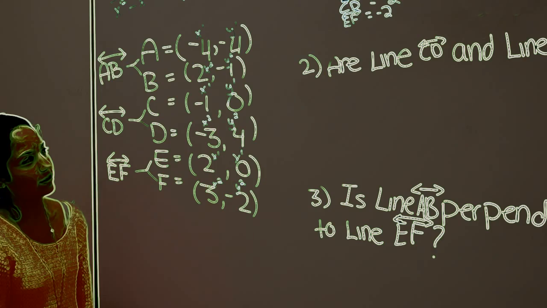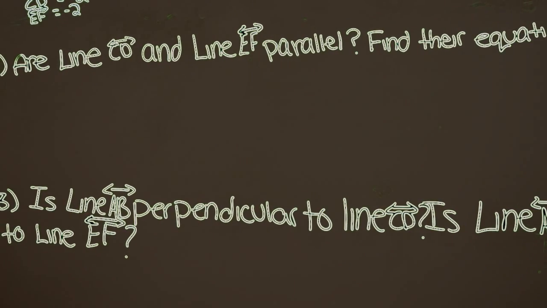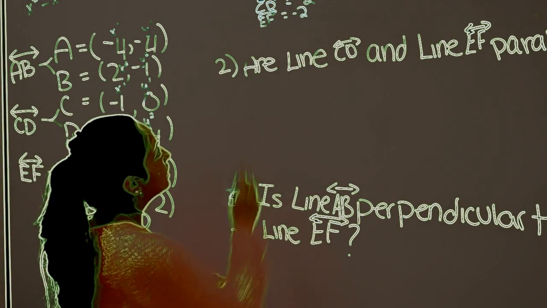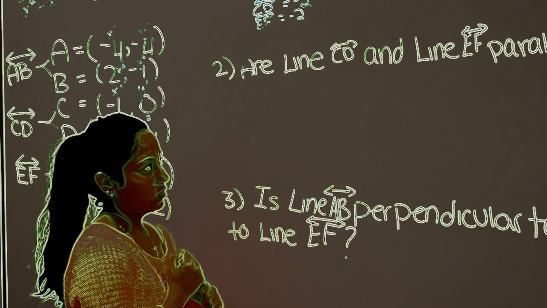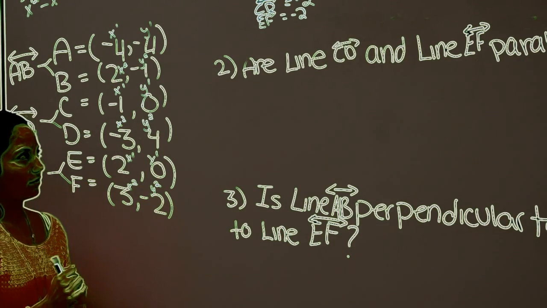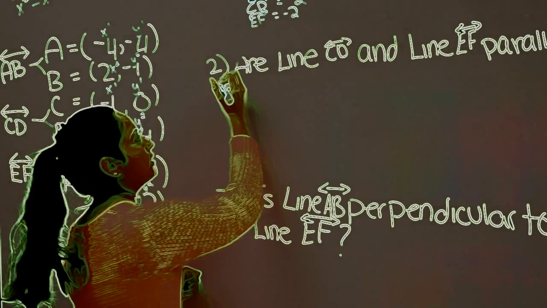The next question is, are lines CD and line EF parallel? So when we look up here, when we found their slopes, the slope for CD is -2 and the slope for EF is -2. So to know if two lines are parallel, they always have to have the same slope, and these do have the same slope, so they are parallel.